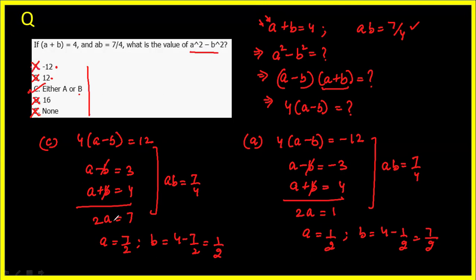Option A gets eliminated. Why? Because both the values which satisfy this given information are there in option C. Therefore, option C is the correct answer, right? So we have solved this question in a very, very simple manner. We have used very, very basic algebra, not used a discriminant or something around that to solve this question, right?